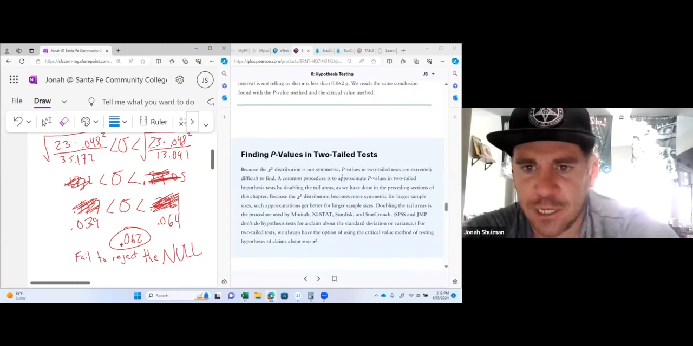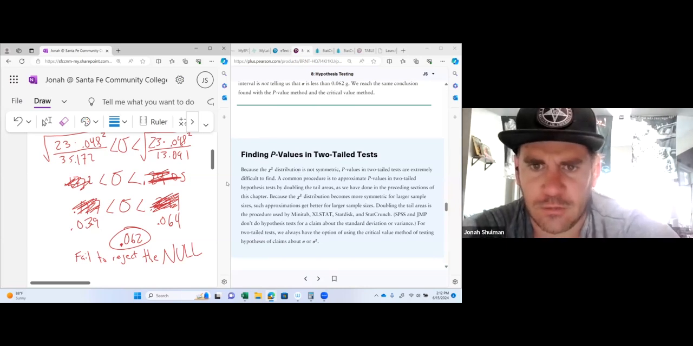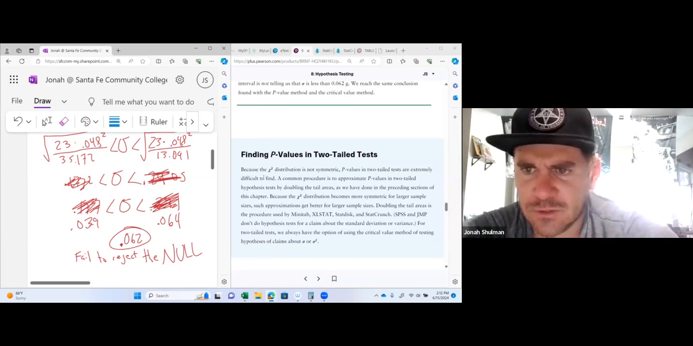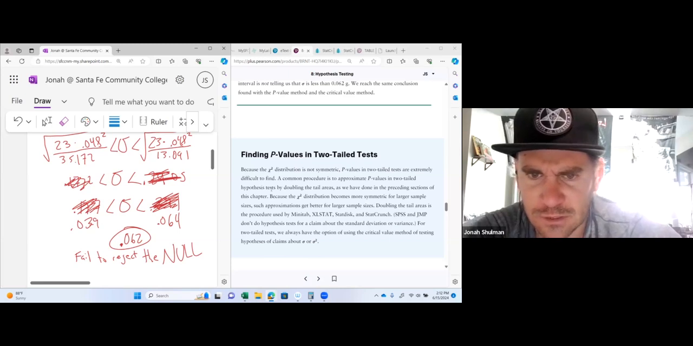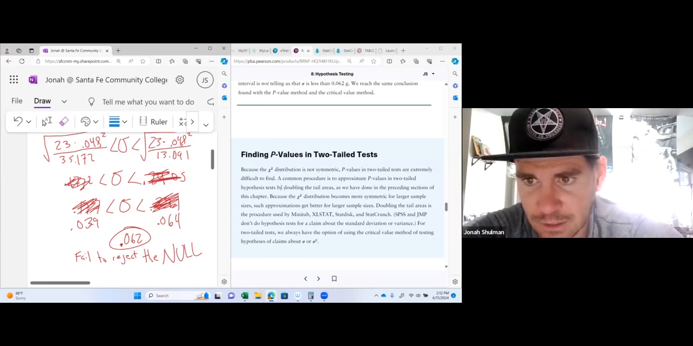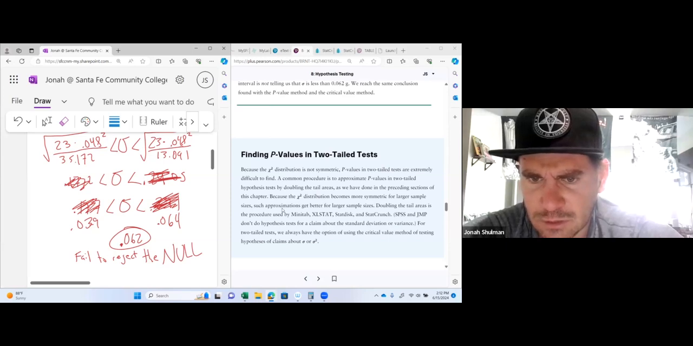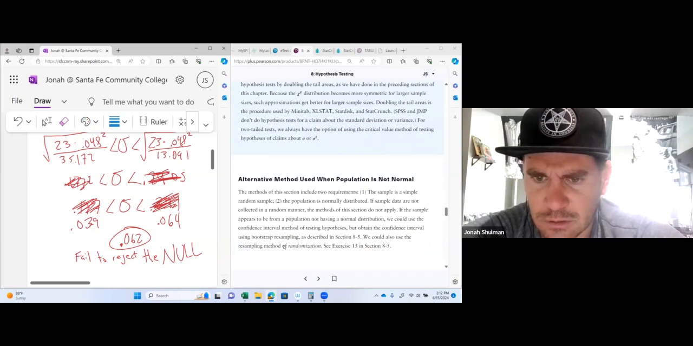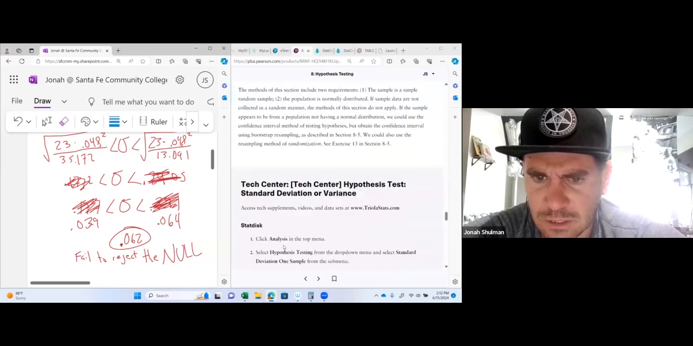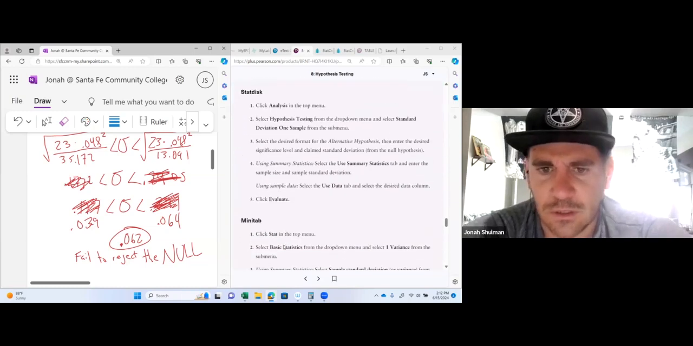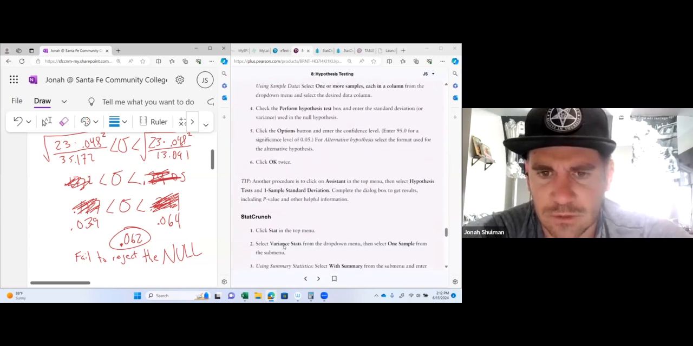Sweet. There's a way to do it on StatCrunch. Because it's not symmetric, p-values in two-tailed tests are extremely difficult to find. A common procedure in two-tailed hypothesis tests is doubling the tail areas. Okay, we did that. Because chi-squared becomes more symmetric the larger the sample, it's better for larger sizes. Okay. We're not going to do these where it's not normal. All right, let's see what it says for StatCrunch.